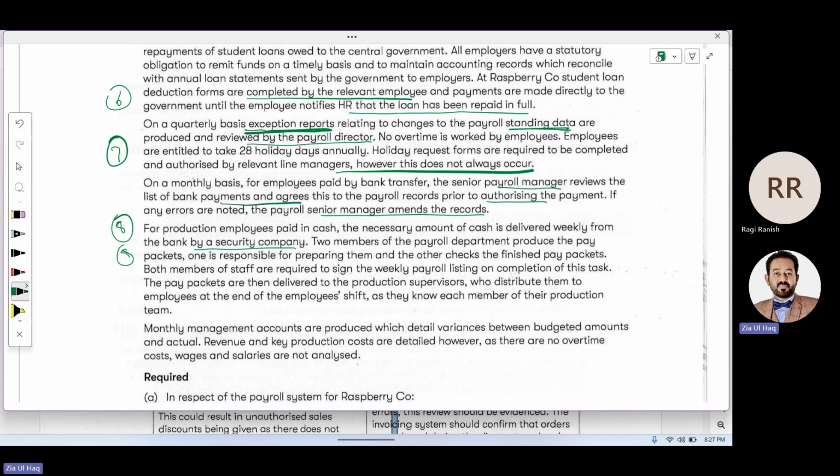Both members of staff are required to sign the weekly payroll listing on completion of the task. The pay packets are then delivered to the production supervisor who distributes them to employees at the end of the shift, as they know each member of their production team. Signature not obtained. Monthly management accounts are produced which detail variance between budget amounts and actual.